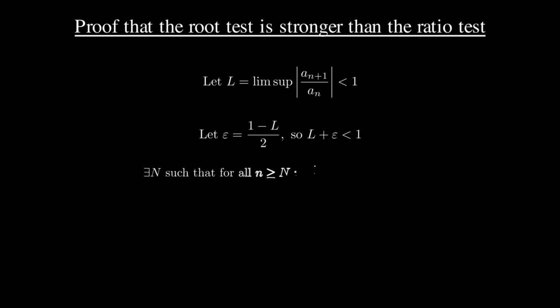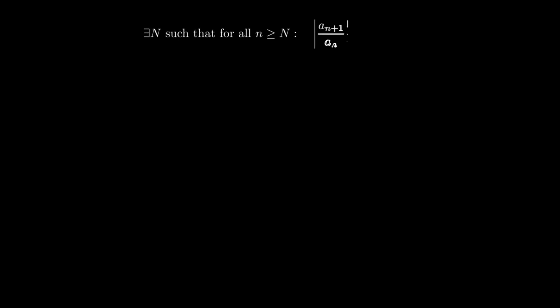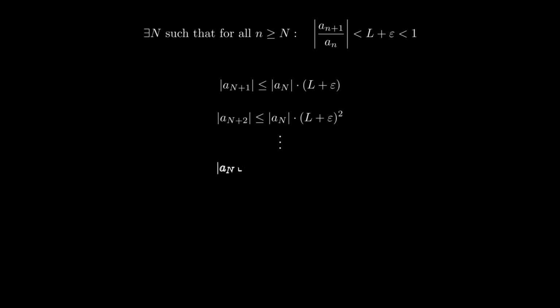Then starting from some big N, all the ratios are less than L plus epsilon, which is less than 1. So the absolute value of a sub big N plus 1 is at most L plus epsilon times the absolute value of a sub big N. The absolute value of a sub big N plus 2 is at most L plus epsilon squared times the absolute value of a sub big N. And in general, a sub big N plus k is at most L plus epsilon to the k power times the absolute value of a sub big N.